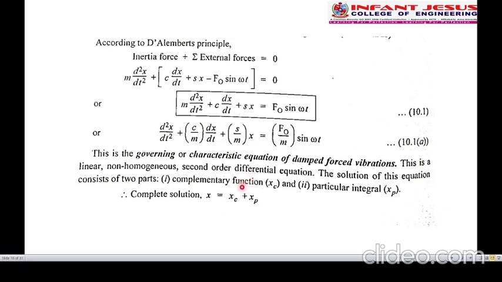We have to find the solution in two parts. One is the complementary function and the second one is the particular integral. Through this we can find the complementary function, and through this we can find the particular integral. So the complete solution is equal to x complementary function plus particular integral. This is the complete solution.